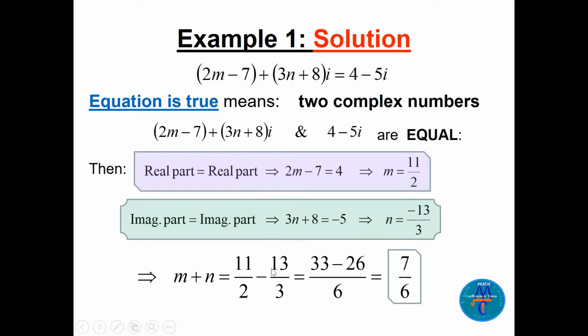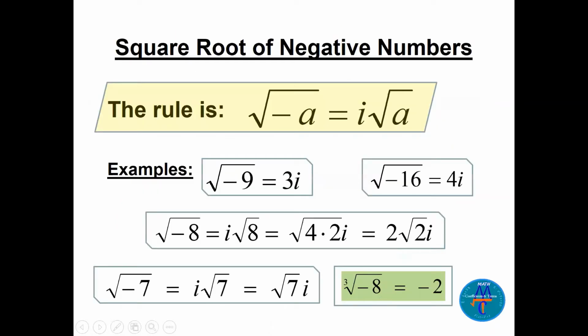Find m plus n, just add the numbers: 11 over 2 minus 13 over 3. We need LCD 6, so this will be 33 minus 26 over 6, which is 7 over 6. Now, when you have negative numbers under the radical, it's not a real number. So one rule you can use: the square root of minus a is i square root of a. All these examples you will see now, many examples about this rule.